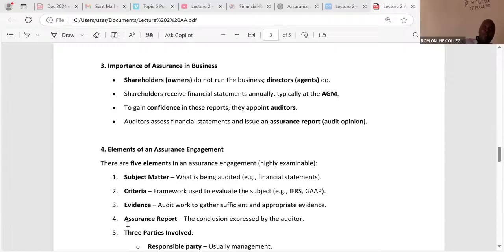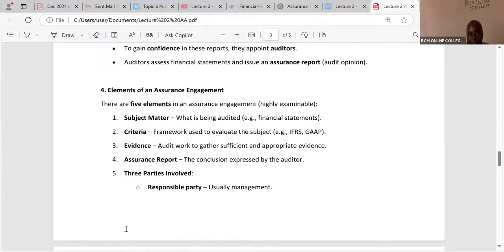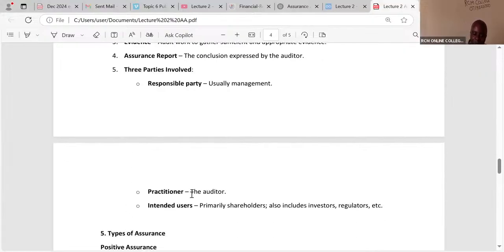And then lastly, we have the concept of tripartite. Tripartite, 3 parties. So 3 parties must always be involved. Number 1, we have the party that is responsible for making these financial statements, the directors, or what we are calling the management. That is the responsible party. And then we have the practitioner, the auditor, who is Fwu and co. And then we have the intended users, the ones who have engaged us now to go and do an audit of those financial statements. So these are the primary shareholders. Primarily, they are shareholders, also investors, regulators, etc., etc.